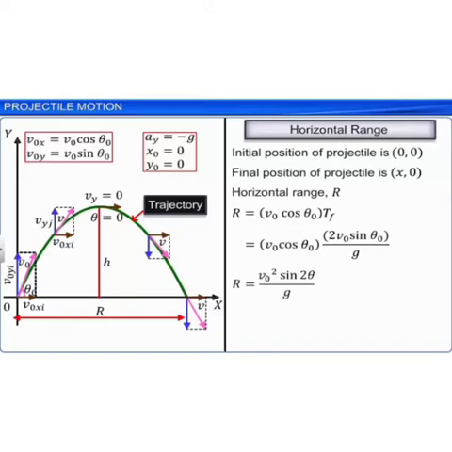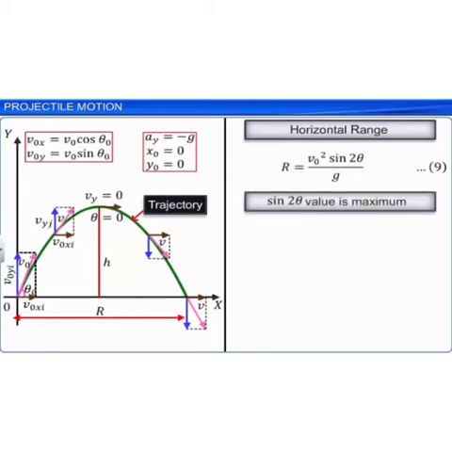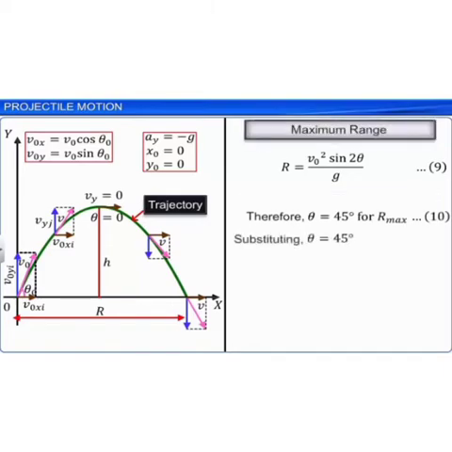What is the angle of projection for the maximum range of the projectile? R will be maximum when the sin 2 theta value is maximum. That is, 2 theta is equal to 90 degrees. Therefore, theta is 45 degrees for R to be maximum. Let this be equation 10. Substituting theta equal to 45 degrees in equation 9, we get R max is equal to V0 square by g.